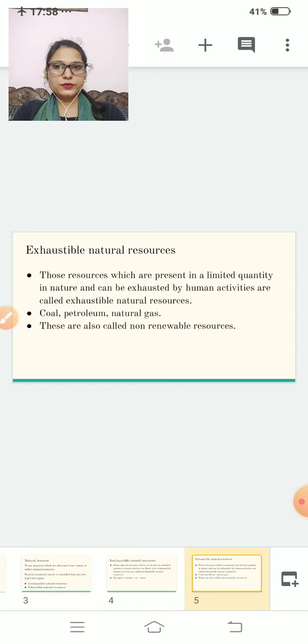Clear to you? Shall we move ahead? Okay, I am reading once more. Those resources which are present in a limited quantity in nature and can be exhausted by human activities are called exhaustible natural resources. Example, coal, petroleum and natural gases. And these are also called non-renewable resources. Clear?